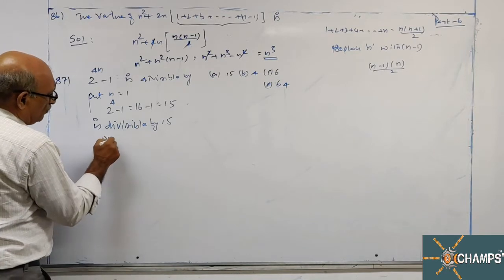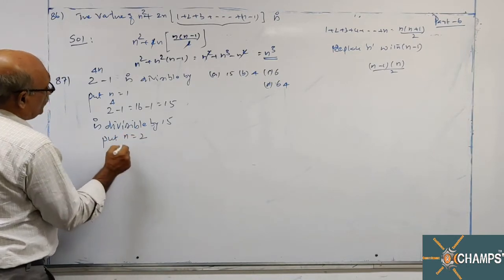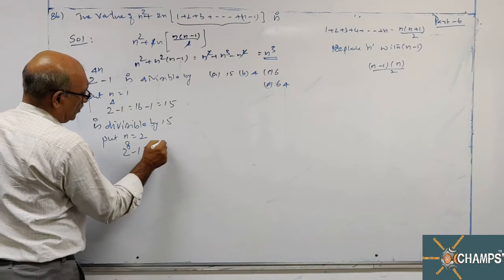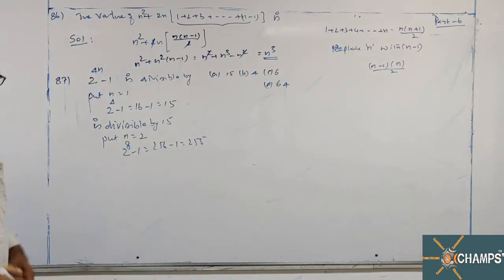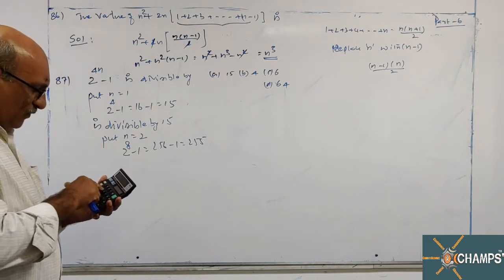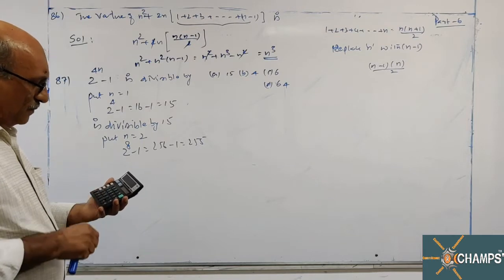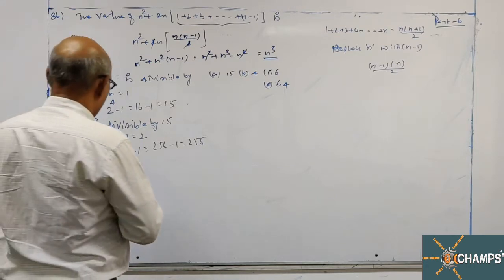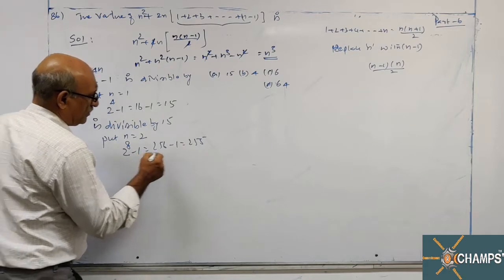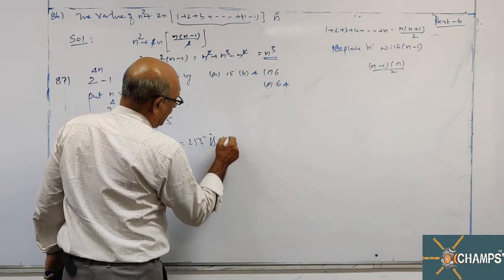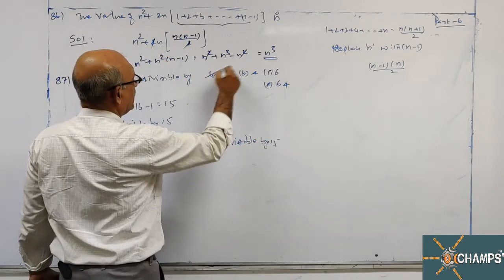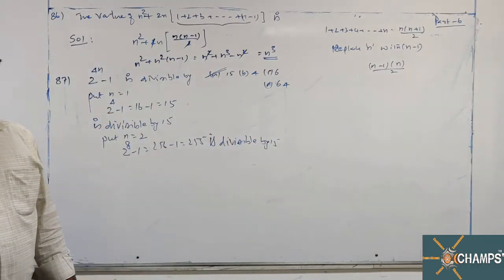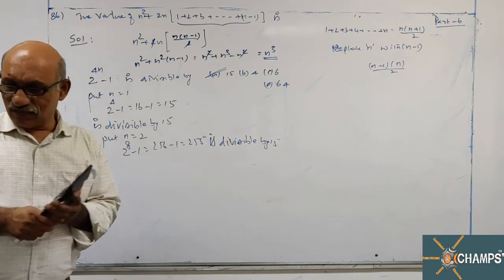Put n is equal to 2. This is 2 power 8 minus 1, 256 minus 1, this is 255. 255 divided by 15, 17 times, it is divisible by 15. Therefore option A is the answer to the given question.